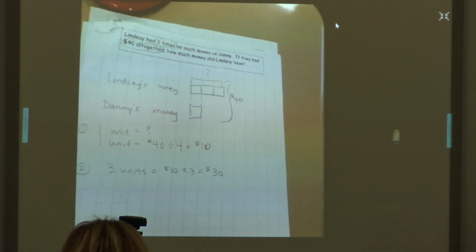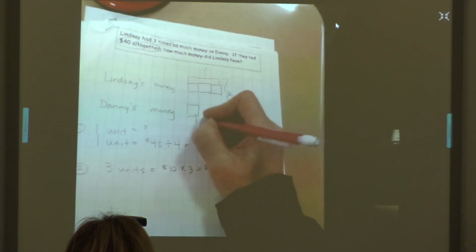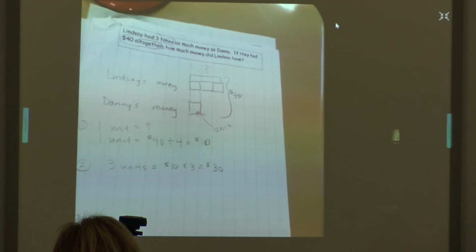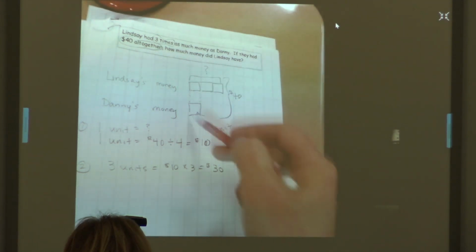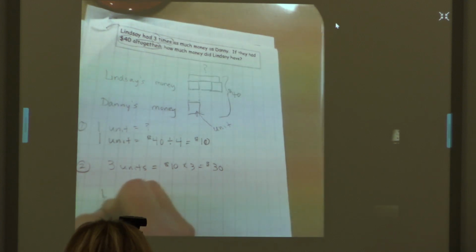I don't know how to verbalize a math problem. Is this helpful though? We always use the phrase unit. So a unit is really your x, right, as an algebra student. So we'll say 4 units, this is a unit, $40. We want to get 1 unit, and then that will help us figure out what everybody has. So I've already figured out that Lindsay has $30.